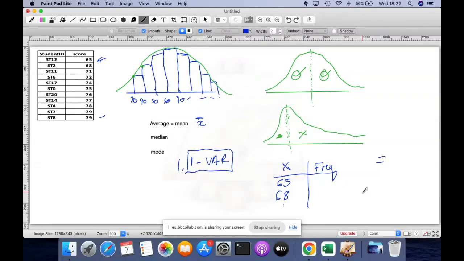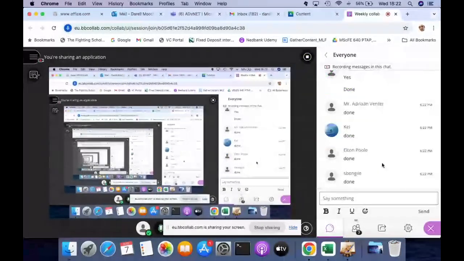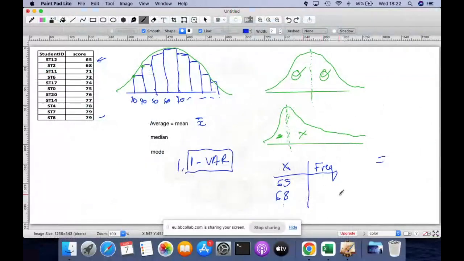Oh, sounds like a lot of you are finishing. Fantastic. Okay, let's see how many students we have. 1, 2, 3, 4, 5, 6, 7, 8, 10, 11. We should have 11 students. Everyone's done. Fantastic. All right, so we've got the data stored.